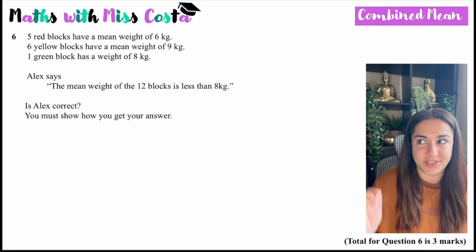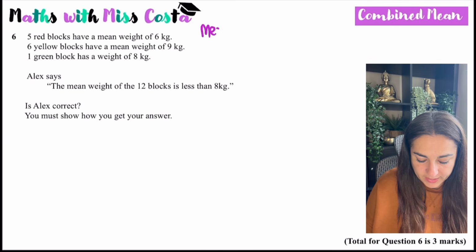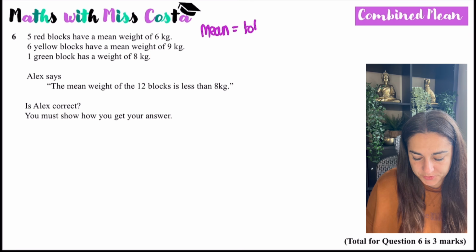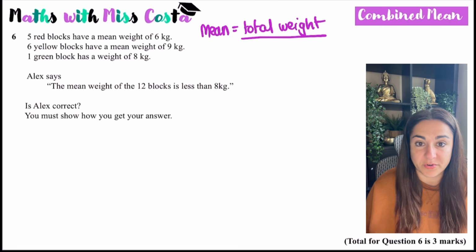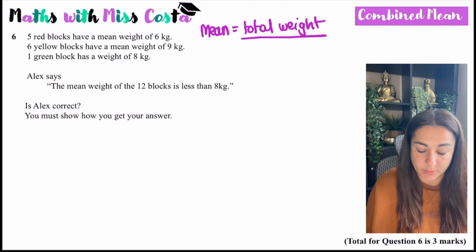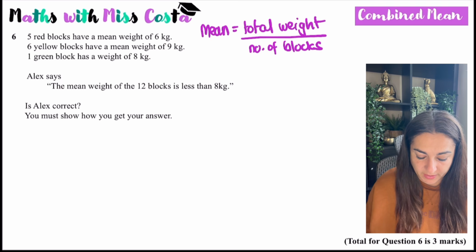So just in general, it always helps to write out what you know. To work out the mean, it's the total, and in this case we're dealing with weight. So total weight divided by the number of items, or the frequency. In this case we're dealing with blocks. So the mean is going to be the total weight divided by the number of blocks. And you've got a few means for all the different colours. So I'm told that 5 red blocks have a mean weight of 6 kilograms. 6 yellow blocks have a mean weight of 9, and 1 green block has a weight of 8 kilograms.